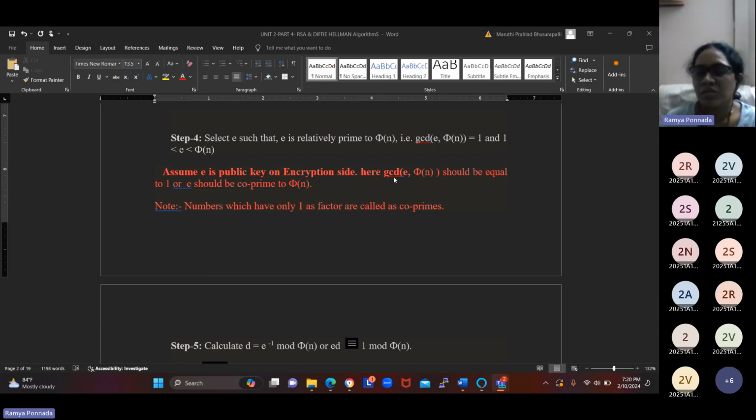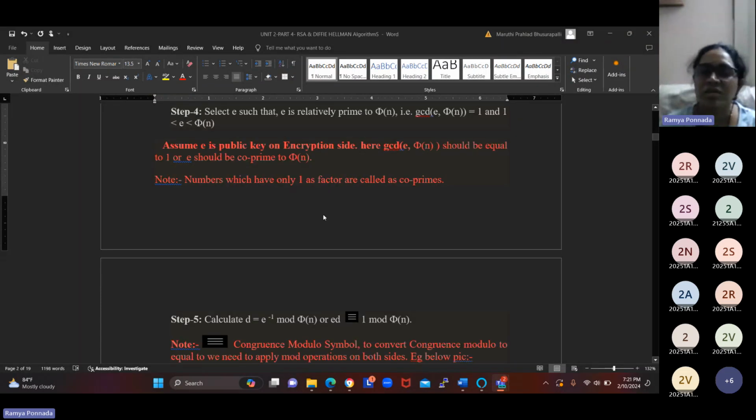So GCD of E, which is nothing but the public key on your encryption side, and phi of n, which you are going to be calculating. Once you calculate the GCD of these two values, it should be equal to 1, or E should be co-prime to phi of n. So what is co-prime? Numbers which have only one common factor are called co-primes. So that is step number 4.